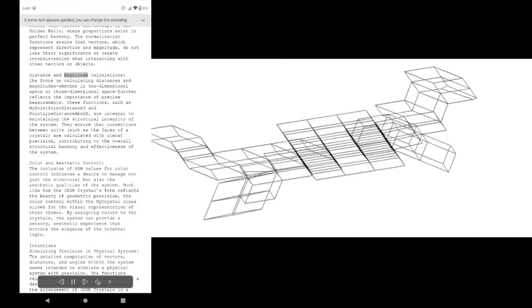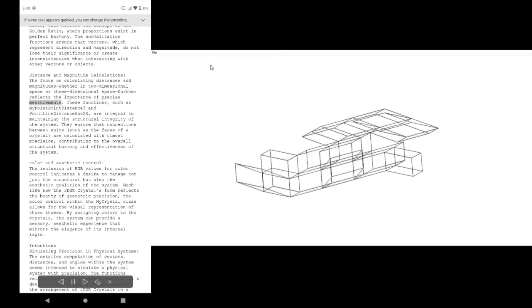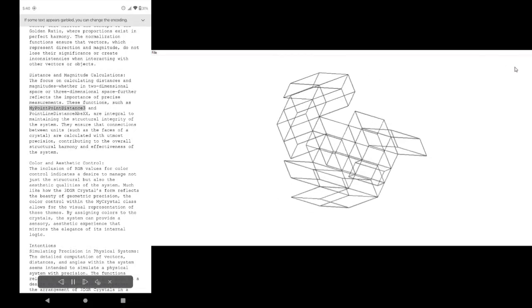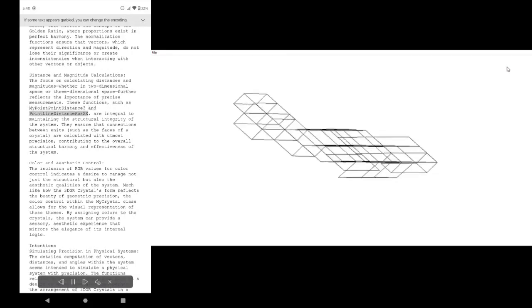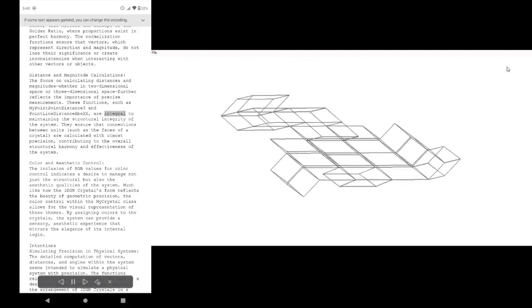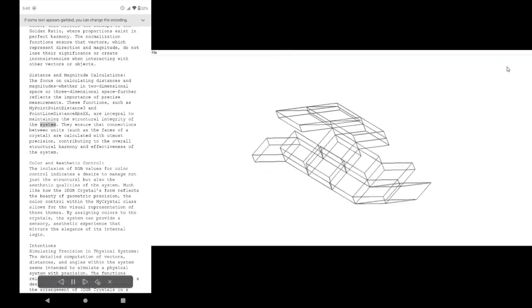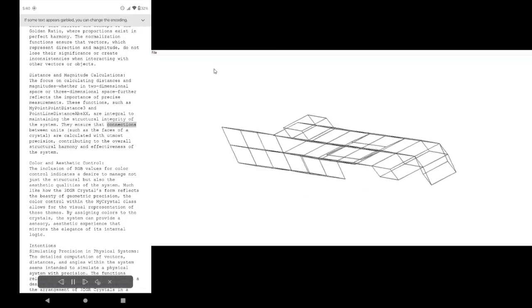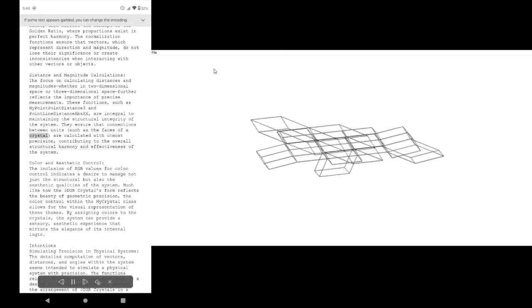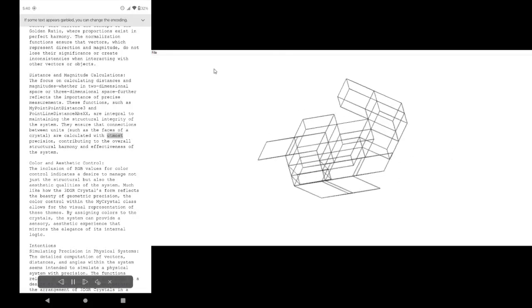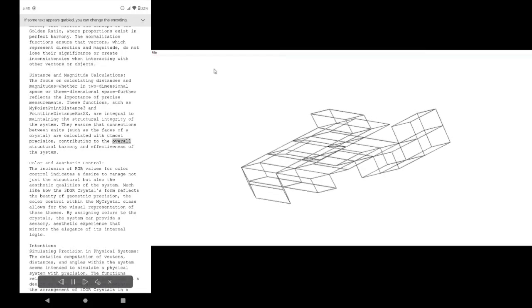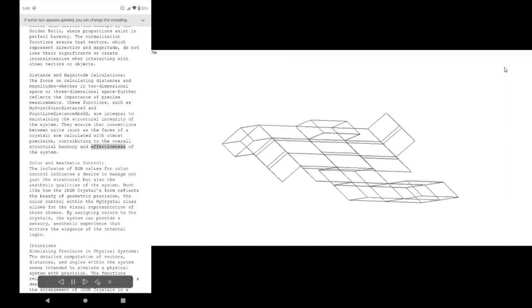Distance and magnitude calculations. The focus on calculating distances and magnitudes, whether in two-dimensional space or three-dimensional space, further reflects the importance of precise measurements. These functions, such as myPoint and pointLineDistanceAbs, are integral to maintaining the structural integrity of the system. They ensure that connections between units, such as the faces of a crystal, are calculated with utmost precision, contributing to the overall structural harmony and effectiveness of the system.